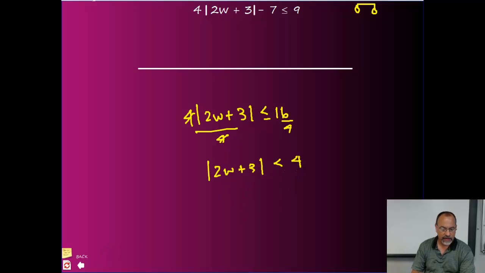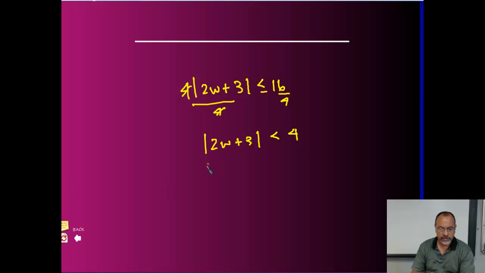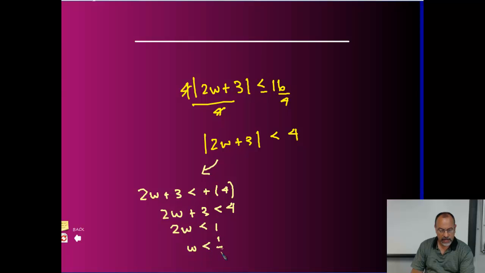Now that I have it by itself, I can go ahead and write my two absolute value expressions. So the first one is 2w plus 3, and I keep the sign and I take the positive of this side. Okay, so it's 2w plus 3 less than 4. It's 2w less than 1, so w is less than 1/2.